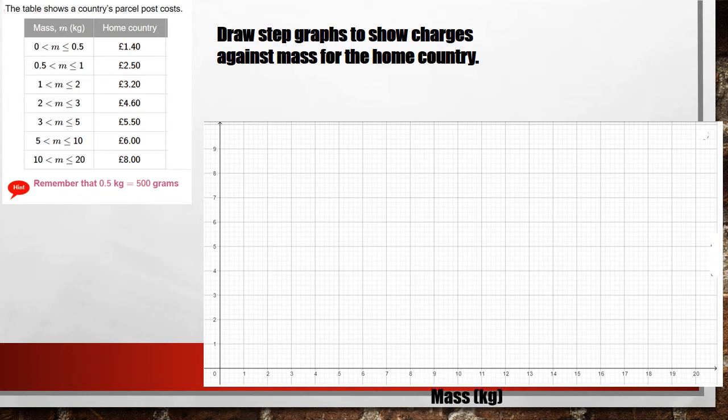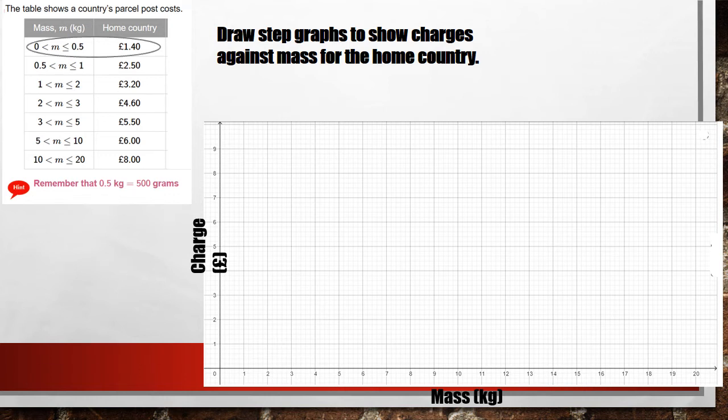So the horizontal is the mass in kilograms. The vertical is the charge in pounds. And I want now to start plotting my points. Since I have decimals in the cost, which means in the y-axis, I must know what each small interval represents. From 0 to 1 in the vertical line, I have 5 small intervals. If I divide 1 by 5, it will be 0.2. So every small interval is 0.2, which means 1 square after the 1 is 1.2, then 1.4, then 1.6, and so on. Let us start with the first one.